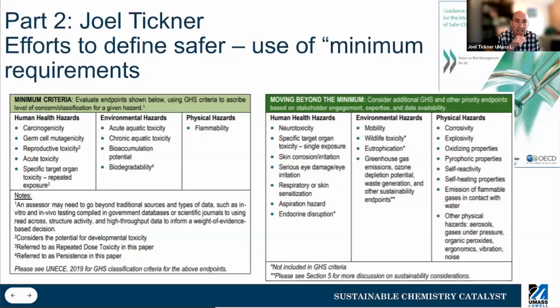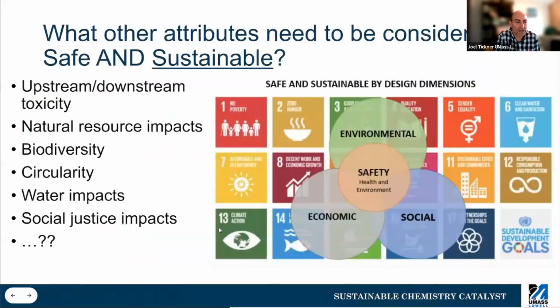If you go to the next slide, that would be great. What other criteria do we need to think about? What other attributes, as we're shifting away from problem chemicals and materials toward better ones? There are all of the Sustainable Development Goals. So we might think it's got to be safer, right? It can't be more toxic because that's what we're starting with. But what other factors do we need to think about?